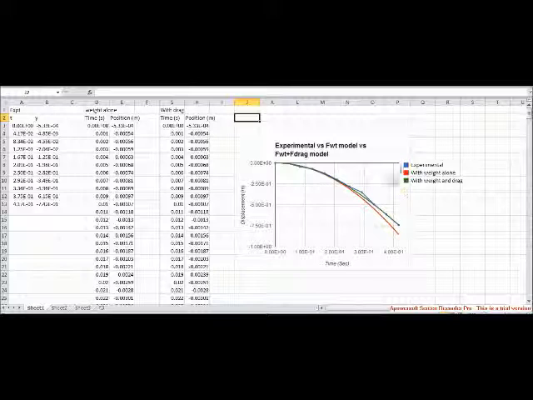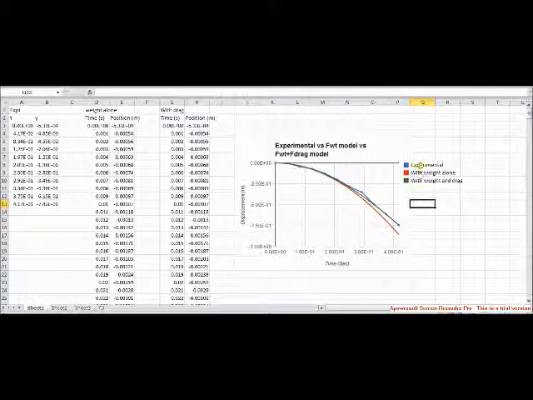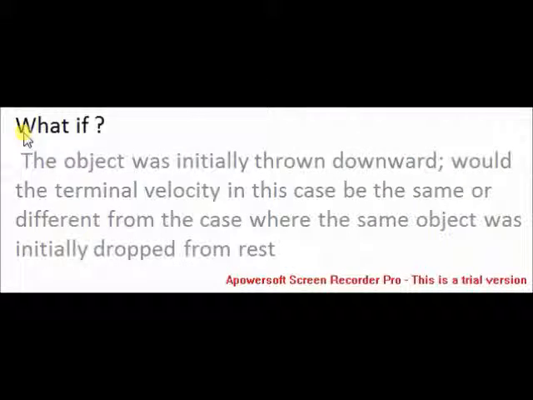So comparing all these, it's evident that the experimental model is in fine agreement with the model created using weight as well as drag. There were minimal errors at these two points, which might be because of human error. So the experimental model is found to be in agreement with the model with weight as well as drag.